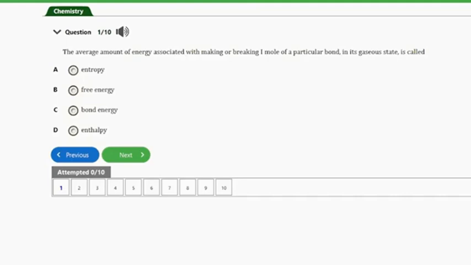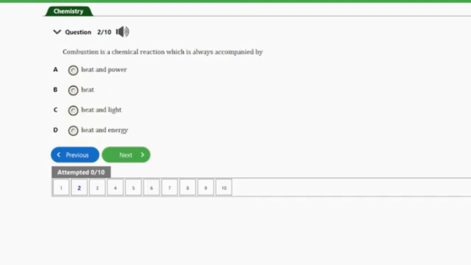So let's start with the first question here. It says, the average amount of energy associated with making or breaking 1 mole of a particular bond in its gaseous state is called A. Entropy, B. Free energy, C. Bond energy, D. Enthalpy. So guys, the answer to this question is bond energy, and that's option C here. So let's quickly go ahead and check out the next question.